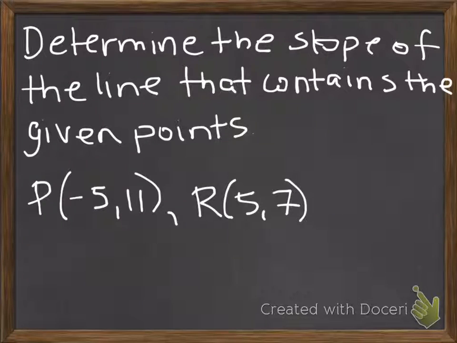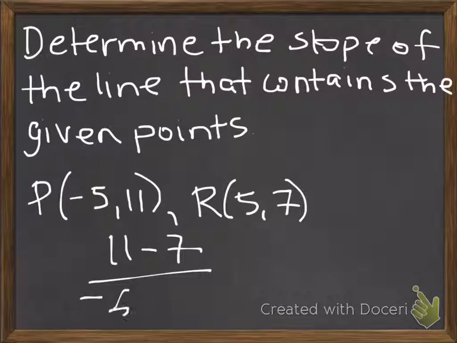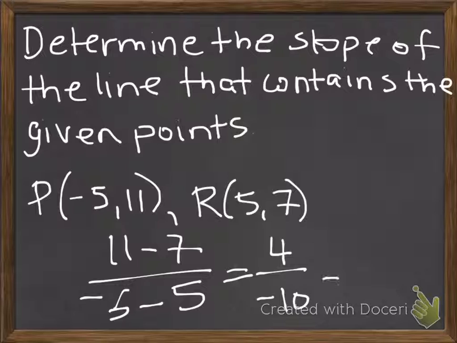Next, we're determining the slope for the next couple of problems. So slope, you would subtract the y coordinates, put that as the numerator, and then subtract the x coordinates. So you have 4 over negative 10, and then simplify if possible. So 2 over negative 5.